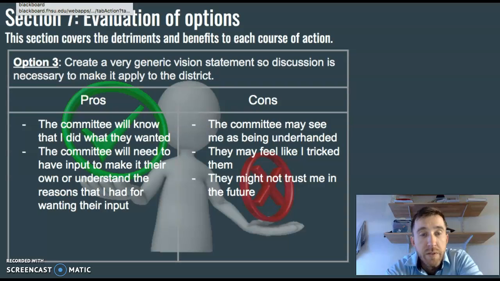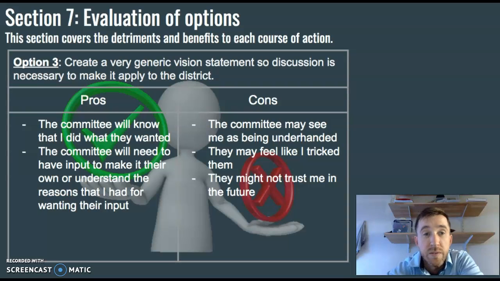And my third option, to create a very generic vision statement, so it basically forces them to discuss it and to work on fixing it together. The pros of that would be that the committee will know that I did what they wanted, and the committee will need to have input to make it their own or understand the reasons that I had for wanting their input. The cons would be that the committee may see me as being underhanded, or they may feel like I tricked them, and they may also not trust me in the future with other decisions.